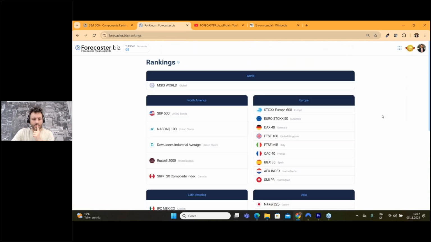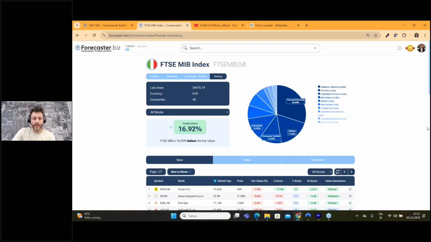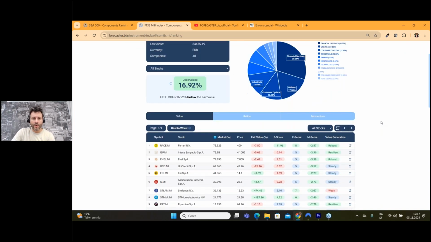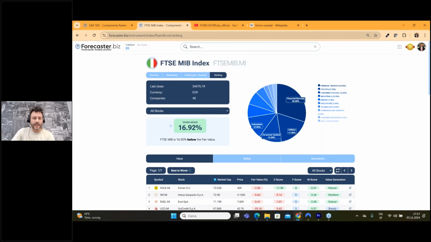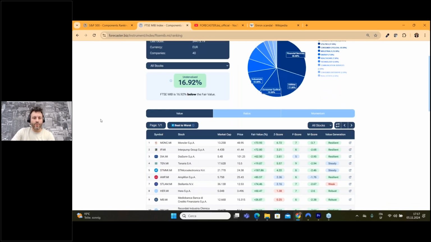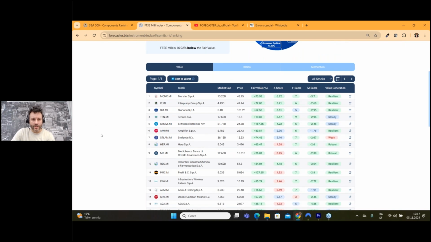Okay, so I would like to talk about a company today which I found thanks to the ranking page, but on the Italian market. And we already talked about this company. We can go, for example, here. This is the Italian index. We do the best to worst selection.